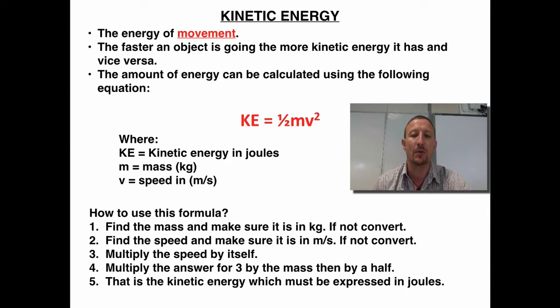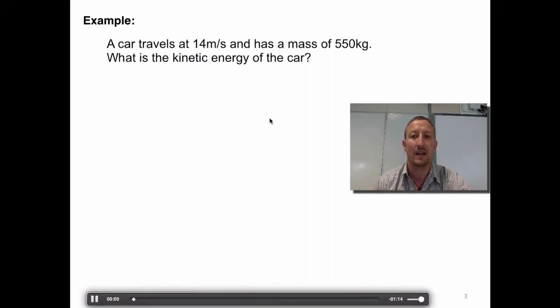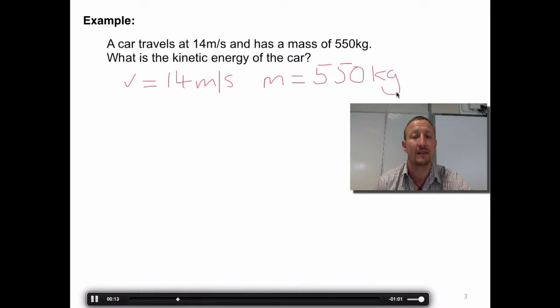Okay, well, it's easy to put this step-by-step process down, but let's see it in real life running through a worked example. Okay, so we've got this example where a car travels at 14 meters per second and has a mass of 550 kilograms. So let's write down what we already know. We know the velocity is 14 meters per second. So the units are correct. The mass, 550 kilograms, so the units are correct for that. So we don't have to do any conversion. And we want to find the kinetic energy.